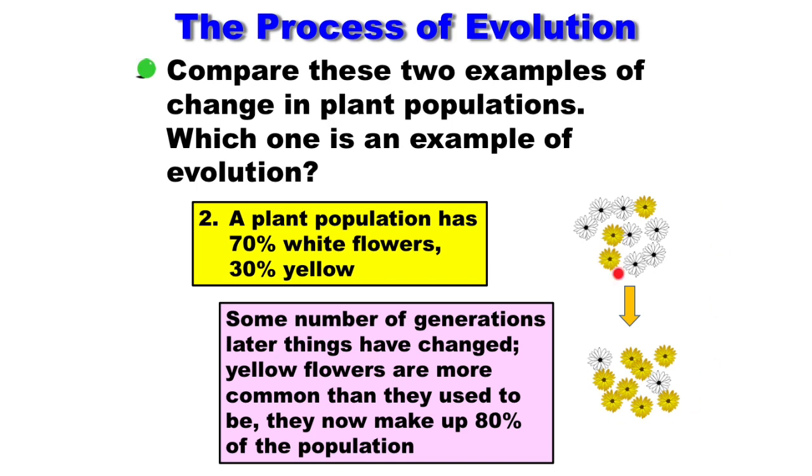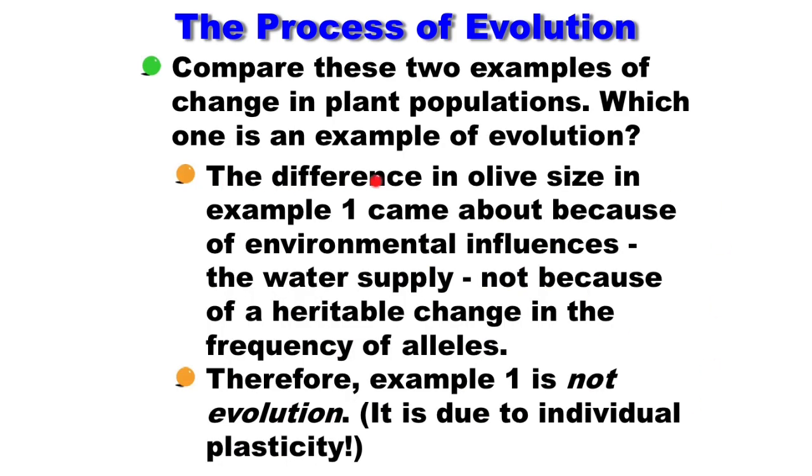If you think that this is not an example of evolution, this is not so. Take a look. The difference in olive size in example 1 came about because of environmental influences, the water supply, not because of a heritable change in the frequency of the alleles. Therefore, example 1 is not evolution. It is due to individual plasticity. So plants can show phenotypic plasticity based on the environmental conditions. But the genotype doesn't change, and allelic frequencies also don't change.